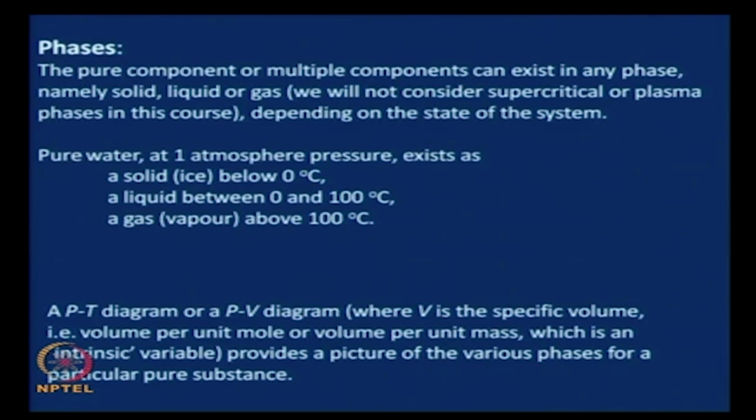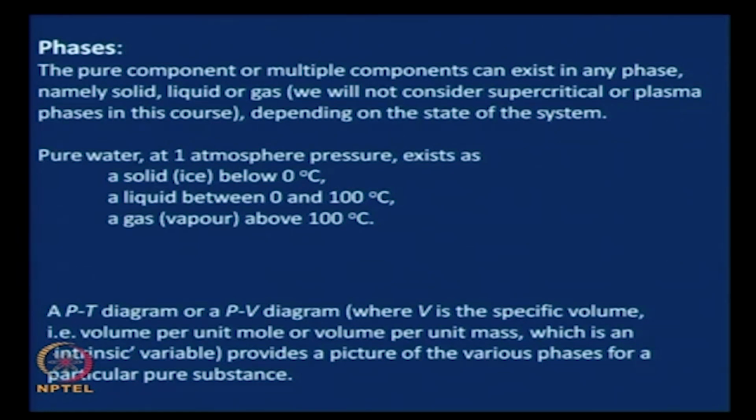Typically, a PT diagram, a pressure versus temperature diagram, or a PV diagram, where P stands for pressure and V here stands for specific volume, which is volume per unit mass, and we have already seen that volume per unit mass is an intrinsic variable. A PT diagram or a PV diagram provides the relationship between the various phases for a pure substance.